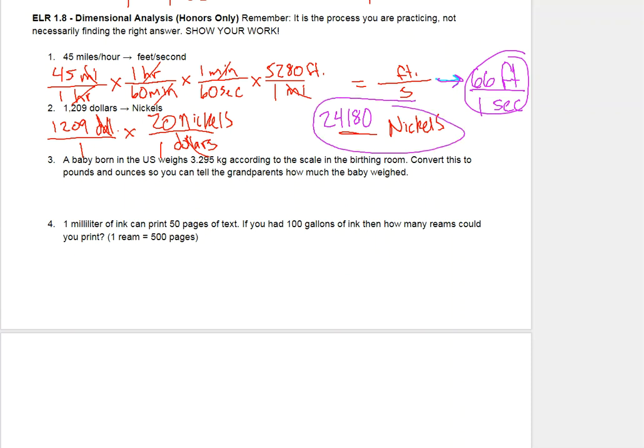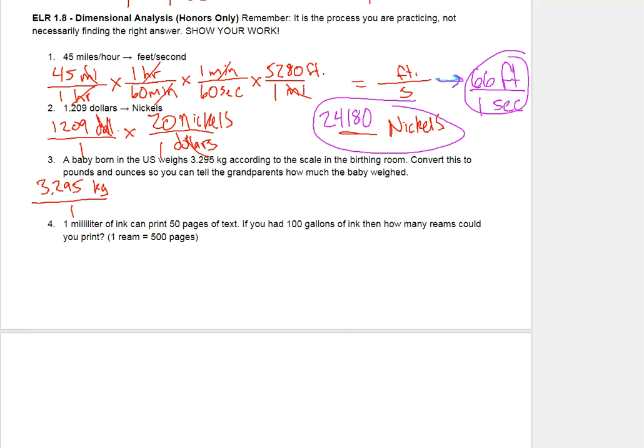For number three, we are starting to get a little bit more complicated because we're going to have 2 units in our answer. We're going to have pounds and ounces. We're starting off with kilograms, which just kills me because we're moving away from metric. That's the wrong way. But whatever. They want to know how many pounds and ounces if the baby was this many kilograms. So we start off with what we're given, 3.295 kilograms.